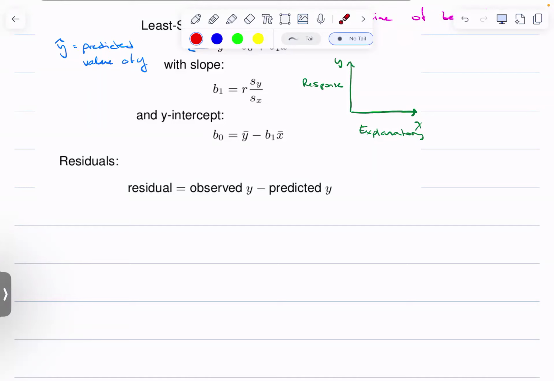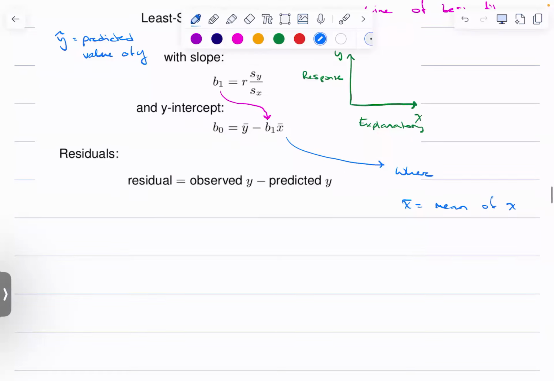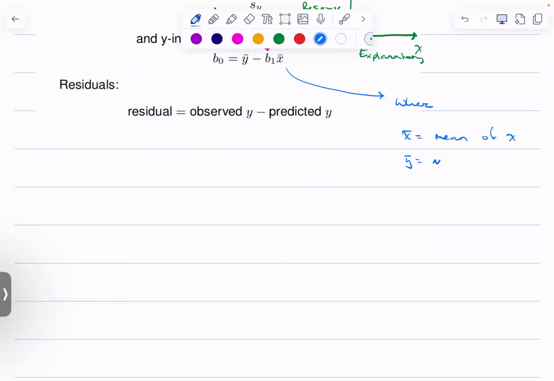And once you have the slope, then you're going to use it to find the y-intercept. Okay. X bar and Y bar. X bar is the mean of the X's, and Y bar is the mean of the Y's. And so here, X bar is the mean of X, and of course Y bar is the mean of Y.